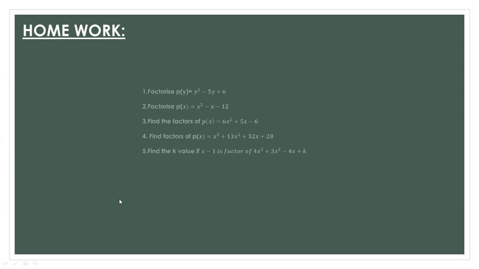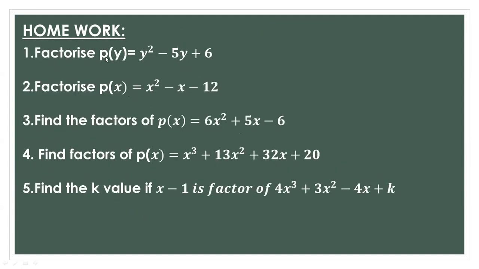Please take the homework. First question, factorize p of y is equal to y square minus 5y plus 6. Second question, factorize, it means find the factors, p of x is equal to x square minus x minus 12. Third question, find the factors of p of x is equal to 6x square plus 5x minus 6. Question number 4, find the factors of p of x is equal to x cube plus 13x square plus 32x plus 20. And last question, find the value of k if x minus 1 is a factor of 4x cube plus 3x square minus 4x plus k.